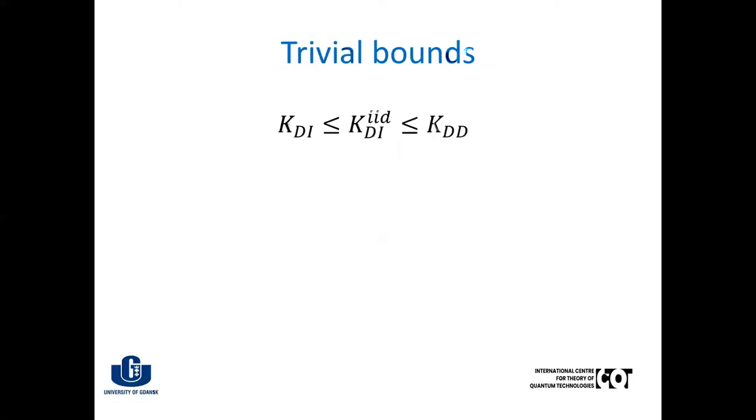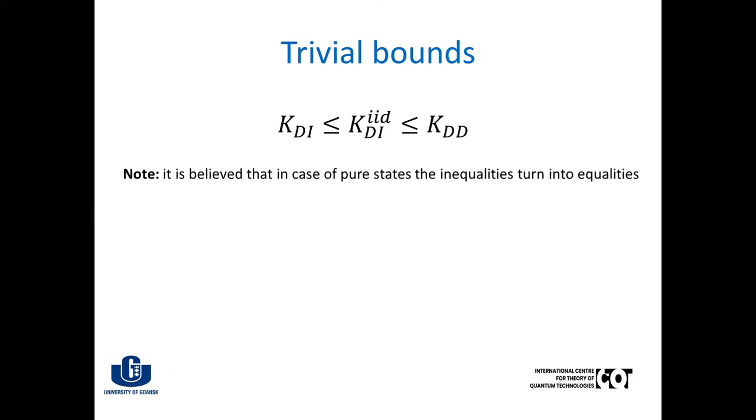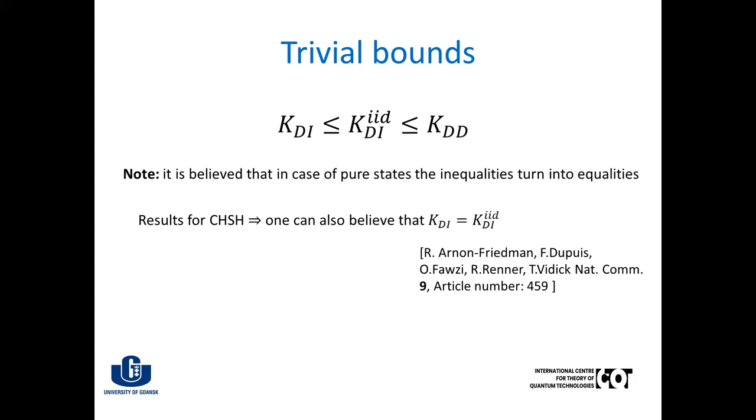So let's start with trivial bounds that are known. The device independent key is of course not greater than the device independent IID key, when the attack is in an IID manner, so that each device is attacked separately, which is in turn not greater than the device dependent key, because in that case the parties can perform all operations since they know the dimension, they know a lot. So these inequalities are trivial. And actually it is believed that in the case of pure states, the inequalities turn to equalities. And the results for the CHSH Bell inequality, which are obtained here, imply that one can believe that K_DI is actually equal to K_DI IID.